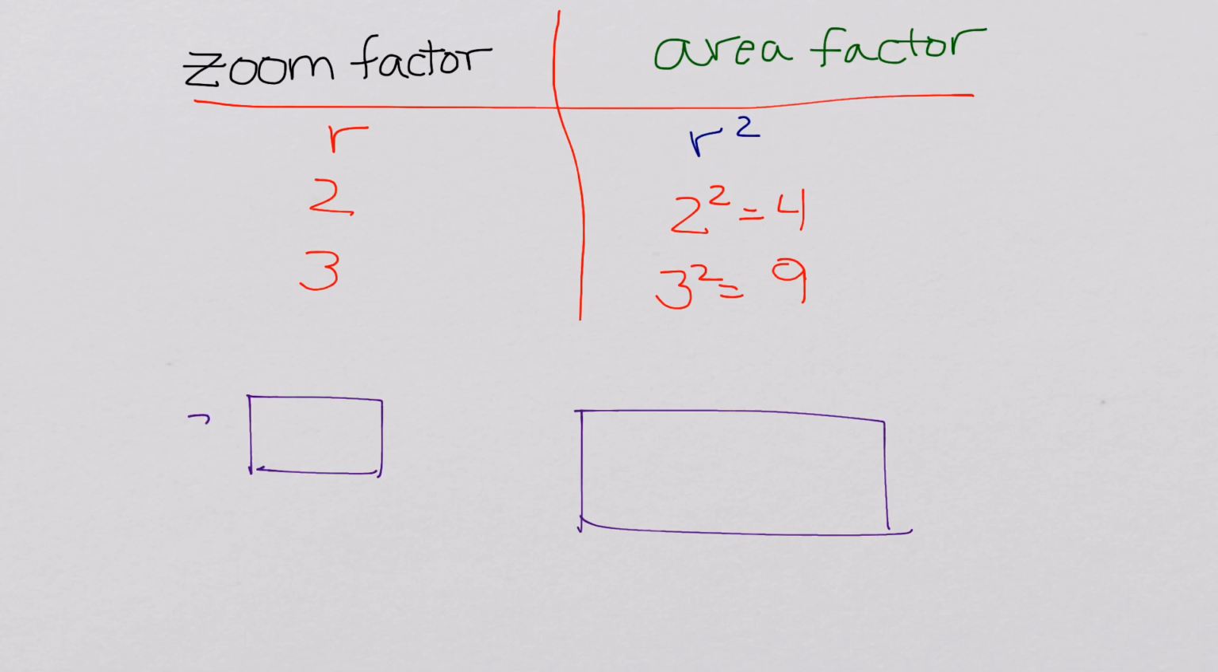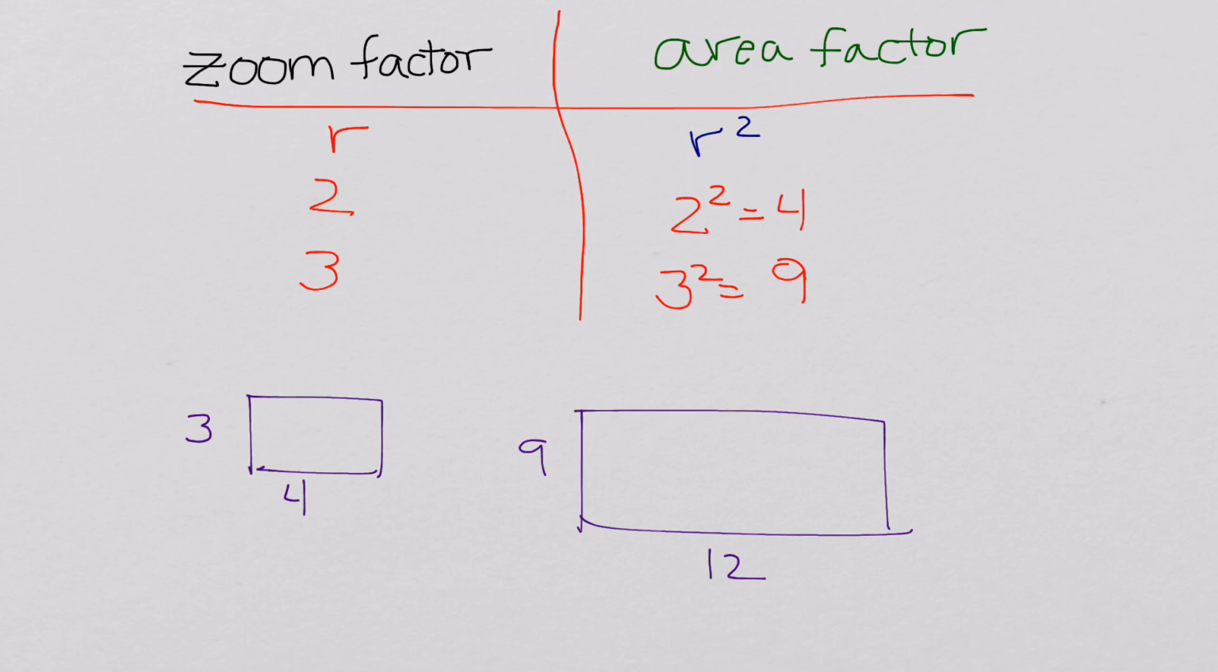If I told you the dimensions were 3 and 4, 9 and 12, you would ultimately be able to realize that yes, these are similar shapes. They have a zoom factor of 3. Why? Because 9 divided by 3 is 3, okay? 12 divided by 4 is 3. Their zoom factor is 3. Therefore, their area factor is 9, okay?